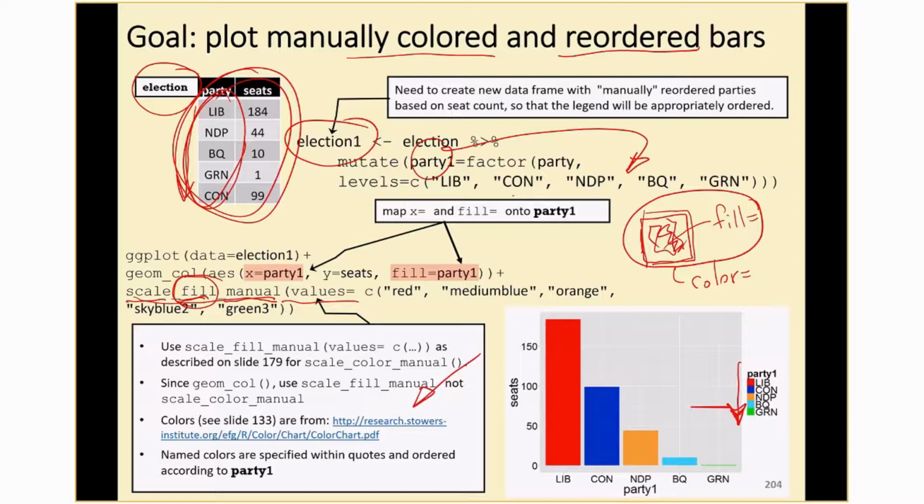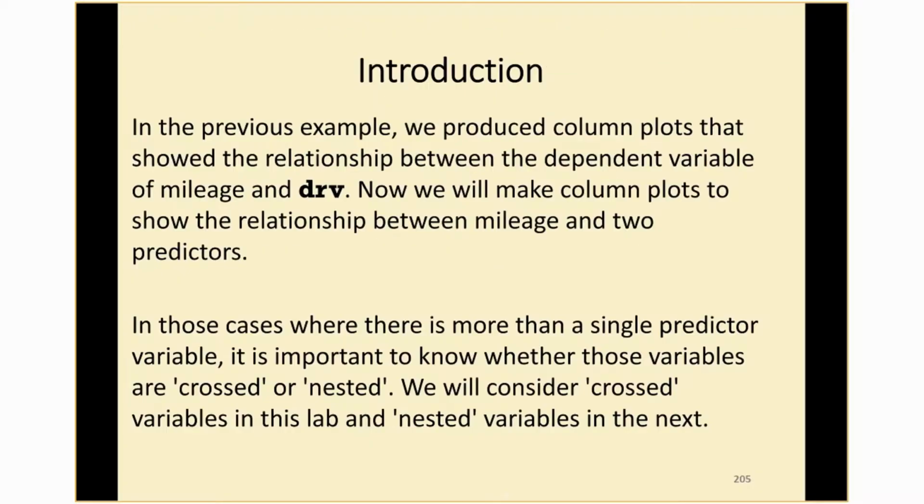And these are the ones that seem to match up best: red, medium blue, orange, sky blue 2, and green 3. In the last series of slides, what we were looking at was how to make a column plot when we had a single predictor variable, drive. And we were looking at the effect of drive on mileage.